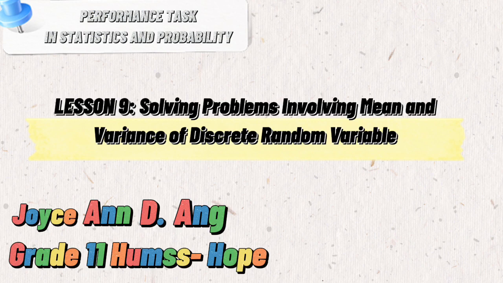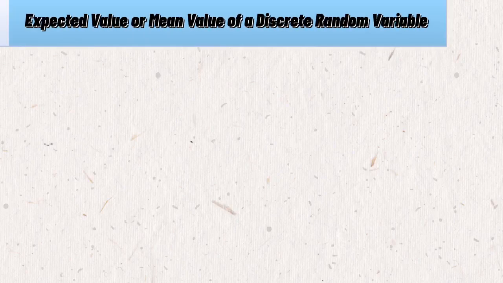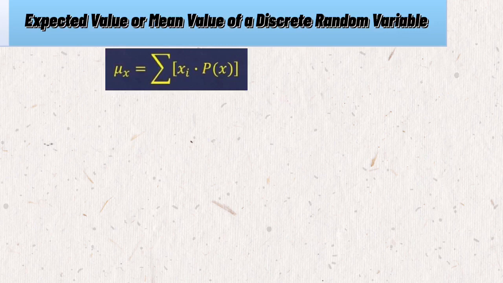So in this video lesson, I am going to discuss solving problems involving mean and variance of a discrete random variable. Before we go on to our discussion, let's recall the formulas that we are going to use. To find the expected value or mean value of a discrete random variable, we are going to use this formula: the summation of the value of the random variable times the corresponding probability.